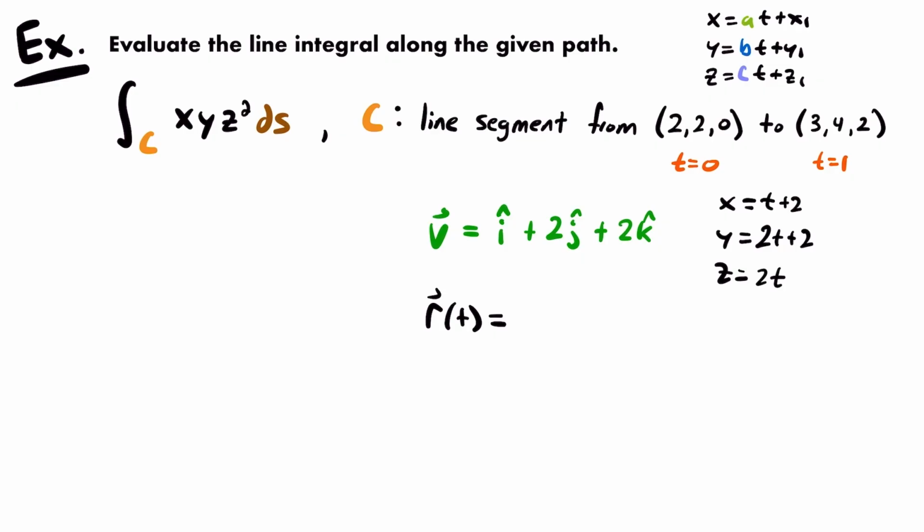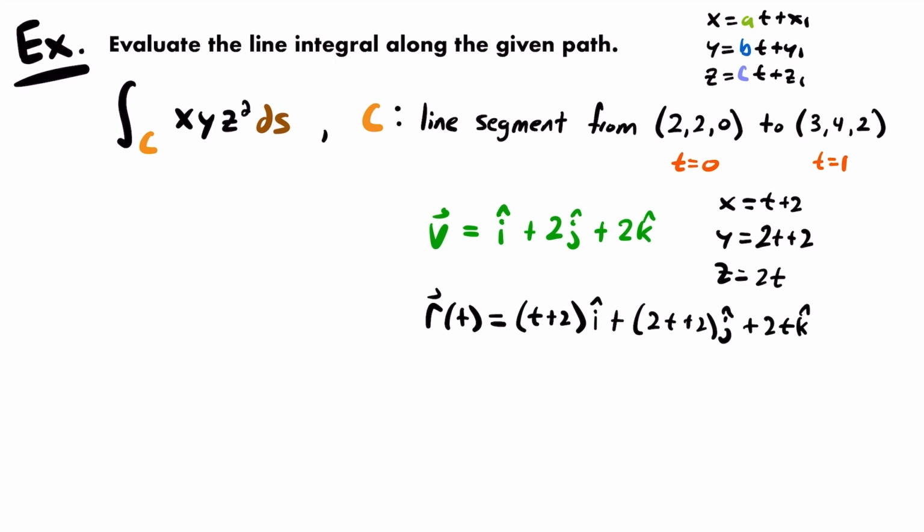Okay, so the vector function that we will use to represent this path or to parameterize that line segment will have an x component of t plus 2, a y component of 2t plus 2, and a z component of 2t. And so then let's just move right into taking the derivative of this vector function and finding its magnitude.